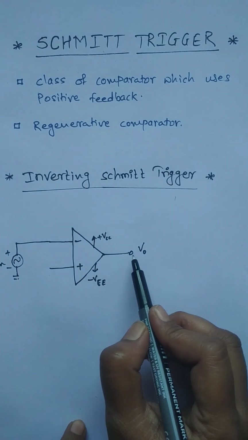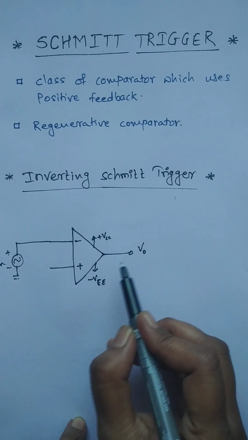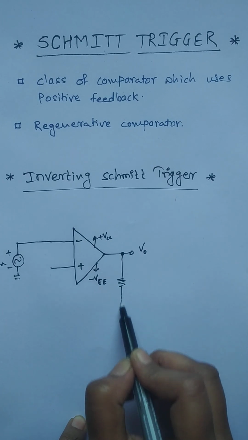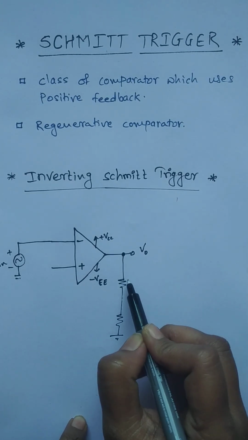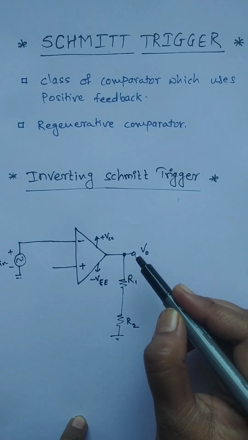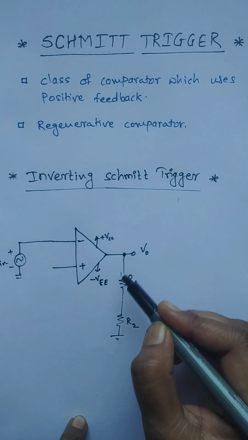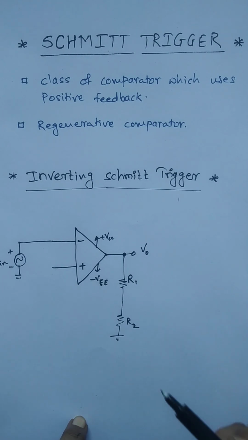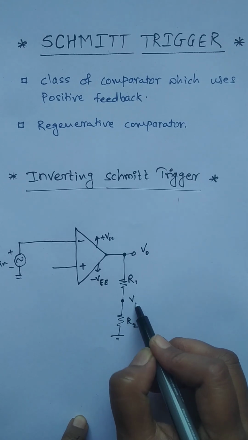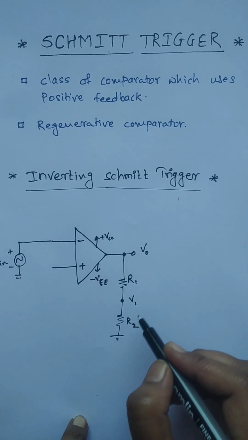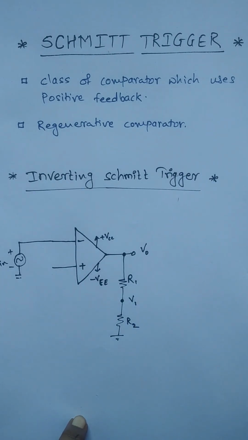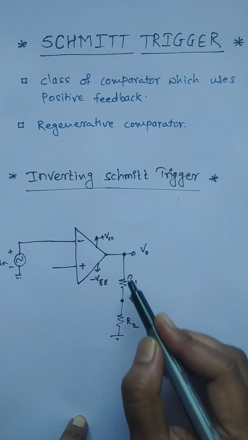Okay, now what is the change in the circuit as it is a Schmitt trigger? We just have to connect two resistors at the output. Let us call these R1 and R2. You can see that this network is called a voltage divider circuit. Now at this point we will get some of the voltage. Let us call it V1.